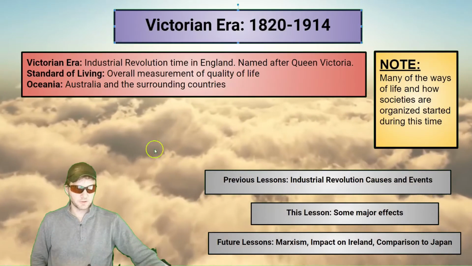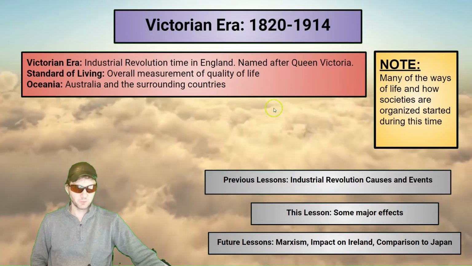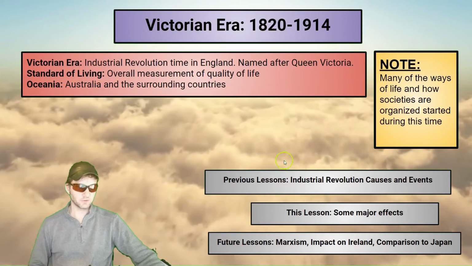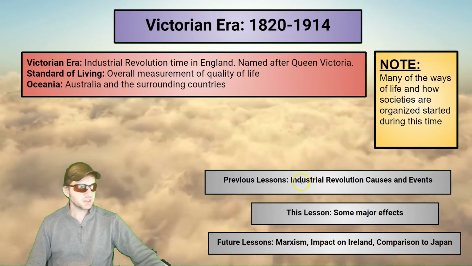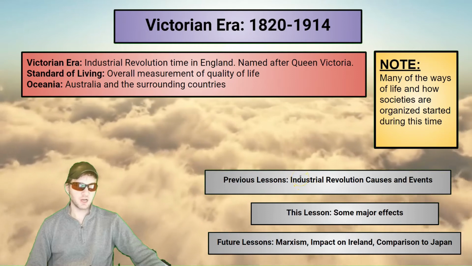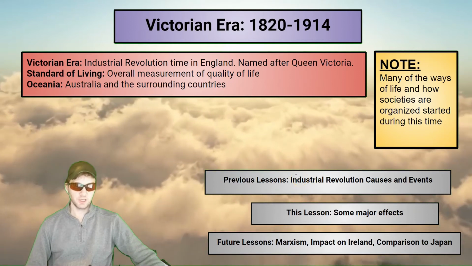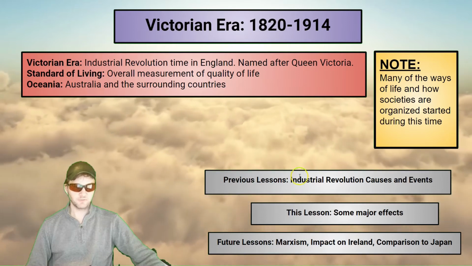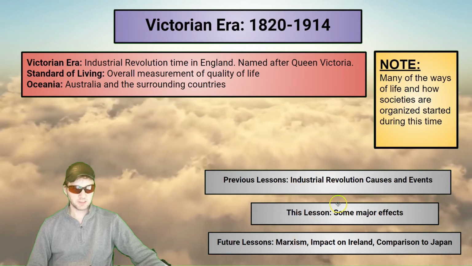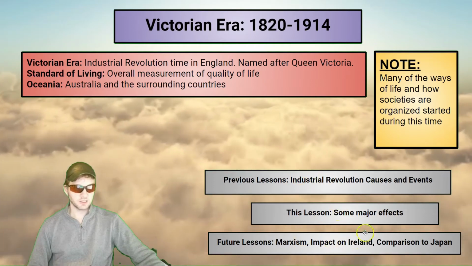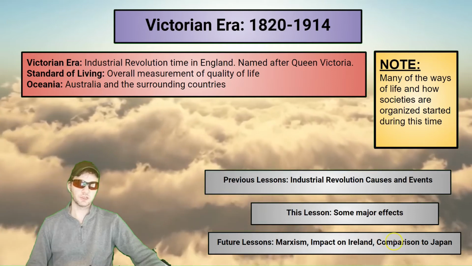Okay, today we're going to talk about the Victorian Era, roughly 1820 through 1914. In previous lessons, we've talked about the Industrial Revolution causes and the events during the Industrial Revolution. This lesson is basically some major effects of the Industrial Revolution and describing the new type of world that an industrial world is. In future lessons, we will talk about Marxism as a concept, the impact of the Industrial Revolution on Ireland, and comparing the Industrial Revolution in England to the Industrial Revolution in Japan.